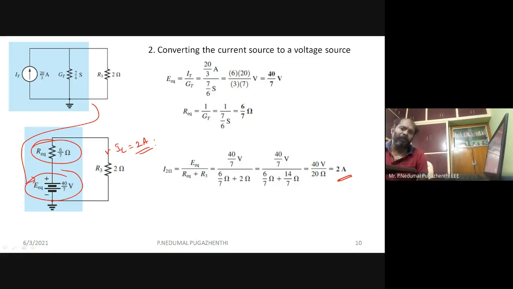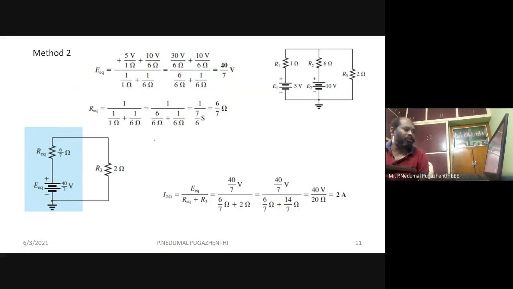I have taken a simple problem and I have applied the same concept, which is actually the three-step methodology. I have got my result. That's it. I will go for method 2, which is also a direct formula.